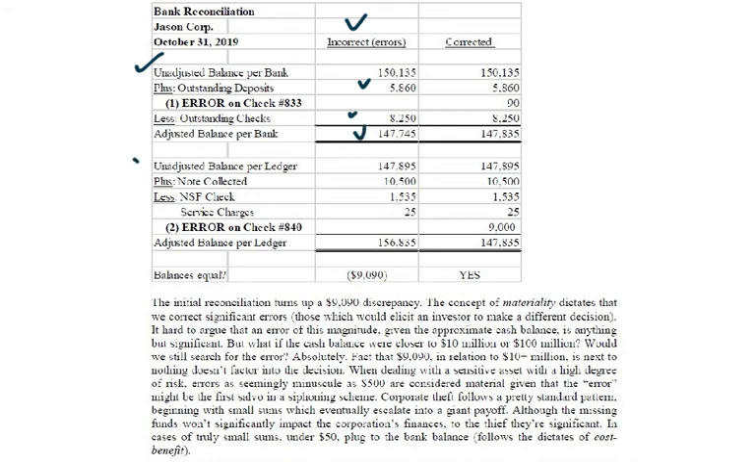Now we take the unadjusted balance per the ledger. Again, that was 147,895. Remember, we're going to add the credit memo for 10.5. We're going to subtract the NSF check and the service charges. That leaves us with this number here. So we get 156,835. So we look at the discrepancy between the two numbers, and we get 90,000.